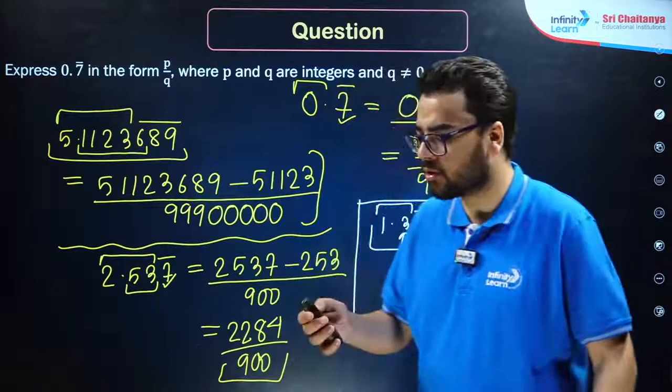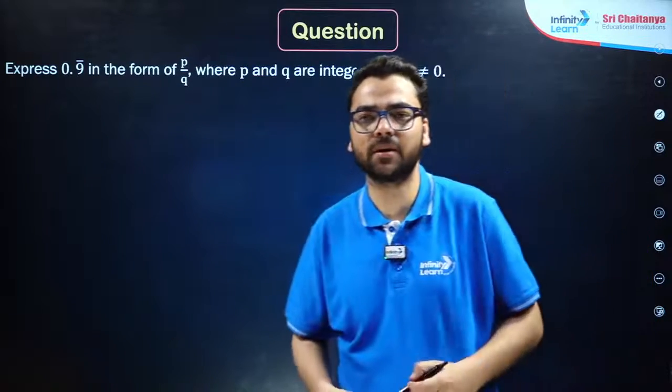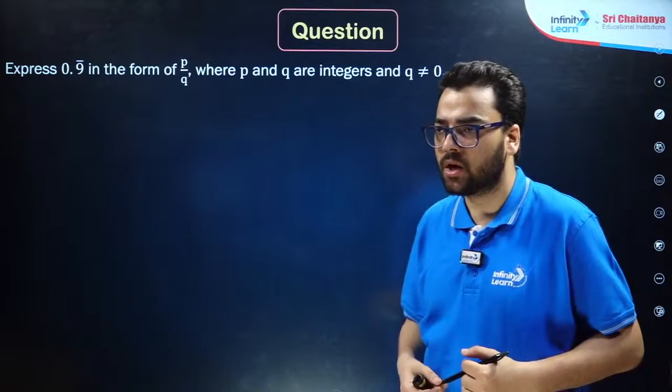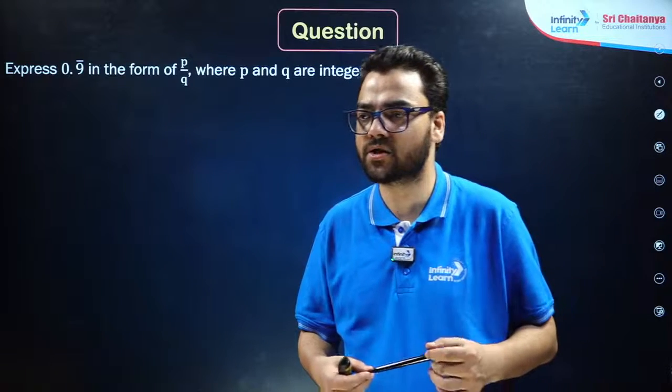Okay, let us do some more questions. Like, can you tell me what is the P by Q form of this number? 0.9 bar in the form of P by Q. You can use the shortcut method just to save your time, if you have understood that.